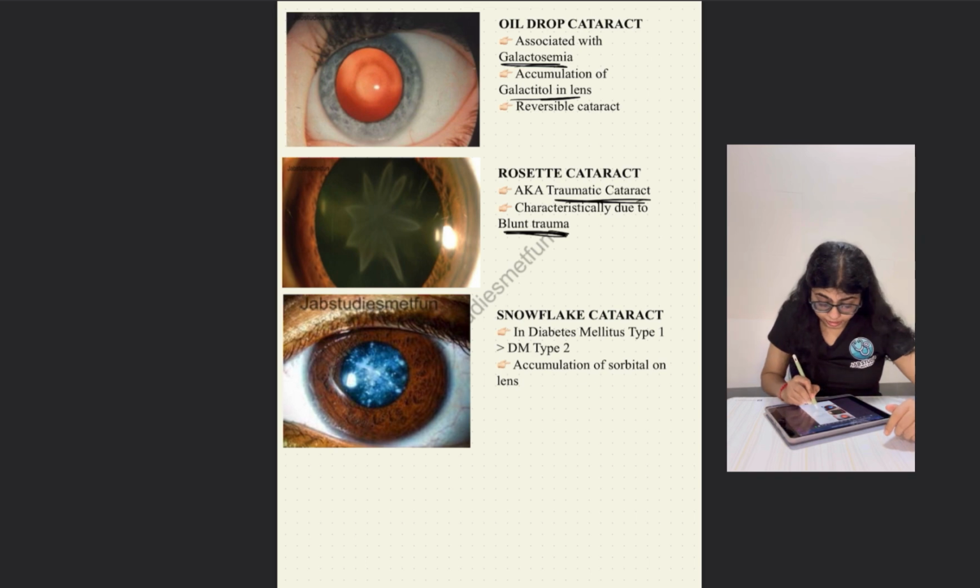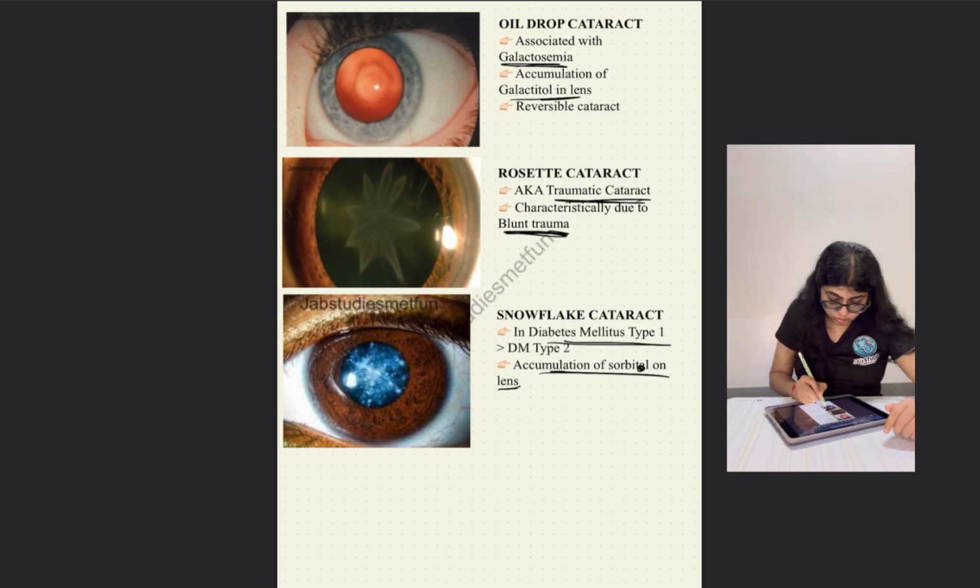Snowflake cataract is seen in diabetes mellitus. It is mostly seen in diabetes mellitus type 1 more than type 2. It is an accumulation of sorbitol in the lens. It looks like a snowflake.